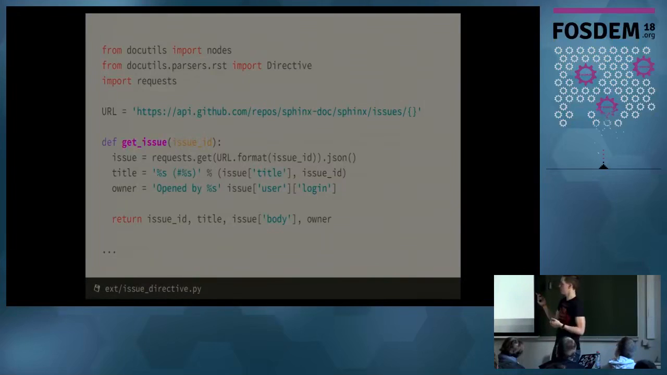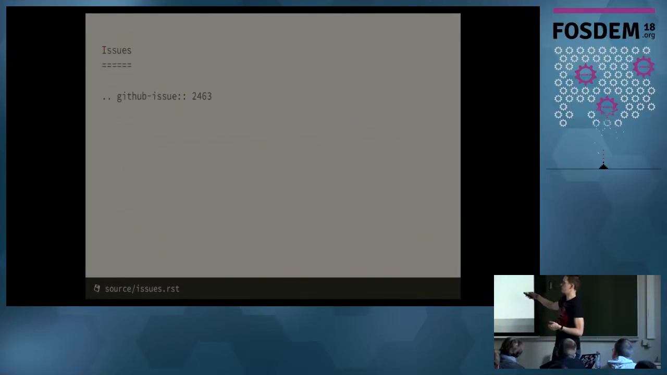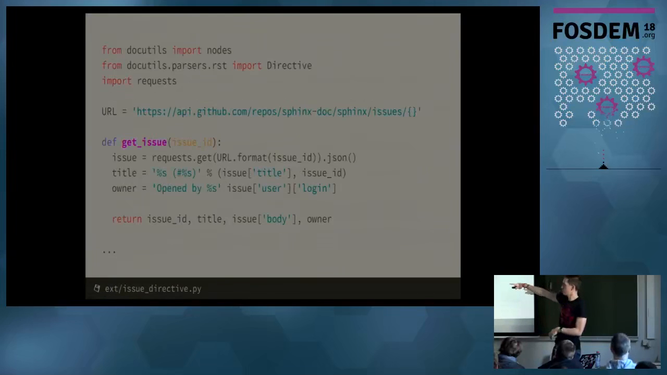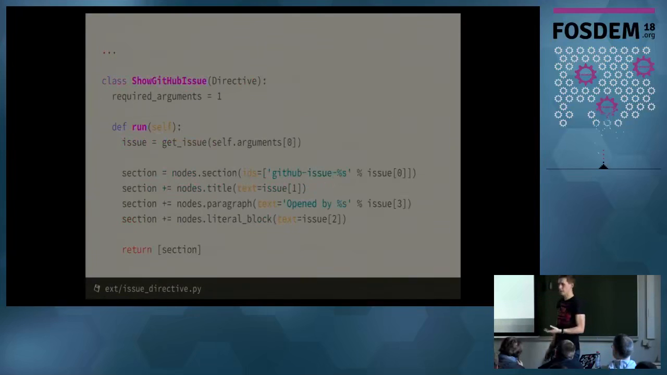So I use the requests library to make a request to the API. I do some formatting of the response that I get back and return only the stuff that I care about, which again is the title, the ID, who opened it, and the body. That's basically the issue as far as I'm concerned. I can then call that from my directive. Again, remember the hello world example. I'm building a section, a title, and a body of text. And the IDs are a way that I can cross-reference.